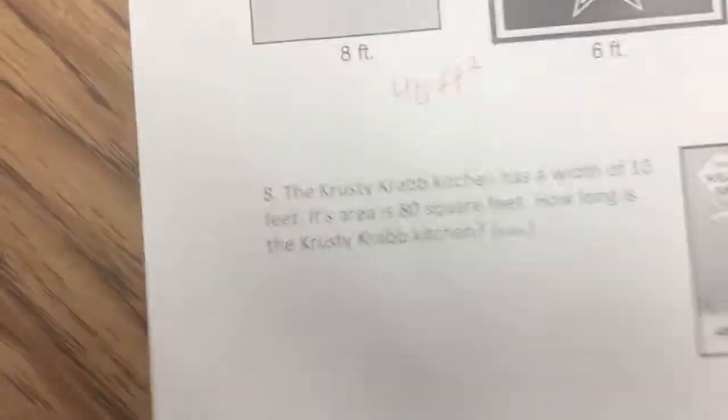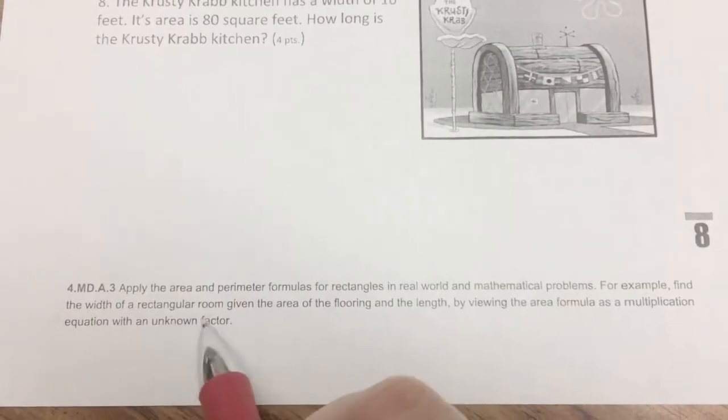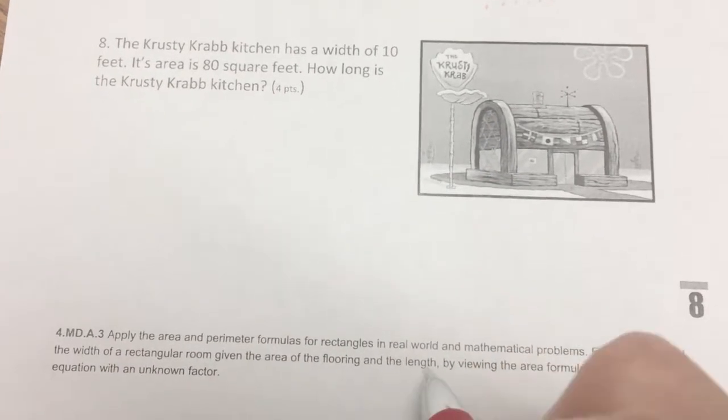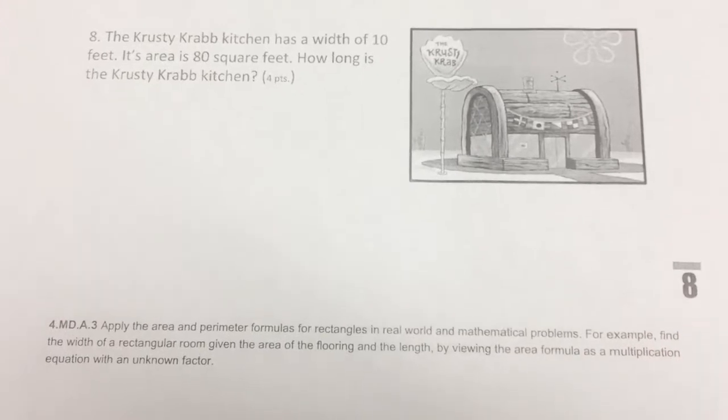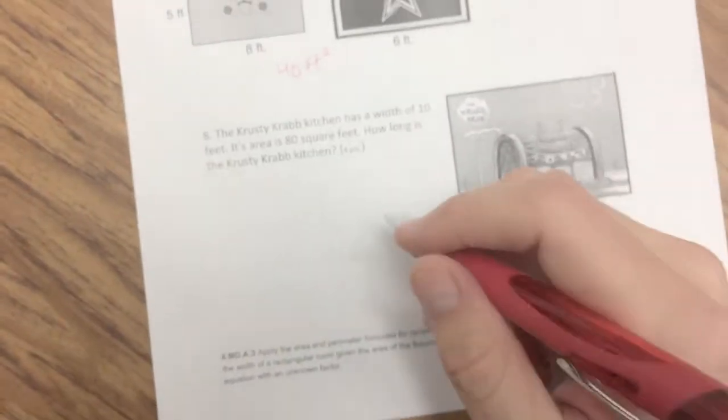You got to make an inference here because it's a test about area, but then also here's the standard down here. It says, for example, find the width of a rectangular room. I forgot to mention that this is rectangular, but I think you'll still get it. Given the area of the flooring and the length by viewing the area formula as a multiplication equation with an unknown factor. So here is actually part of that, because it's really going to be more about division.